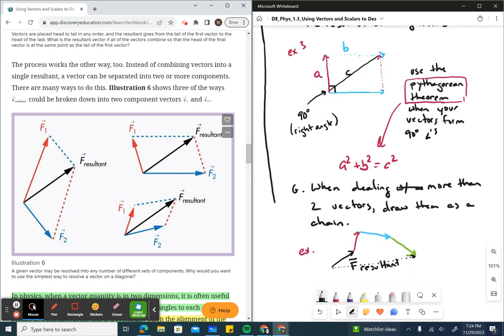So they kind of go through here and they show you different ways to break these down. The point is that you always try to resolve it in the simplest way possible. Keep it simple, stupid is the expression. Don't make it any harder than you have to.